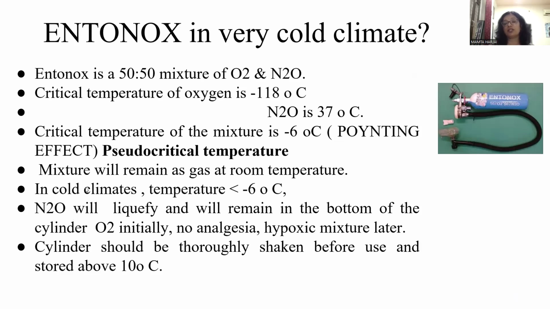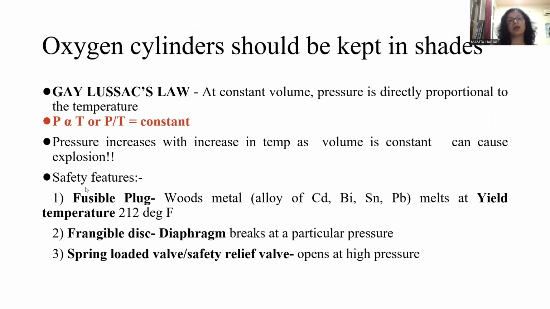So all Entonox cylinders should be placed on their side. They should not be placed vertically. They should be thoroughly shaken before use, and they should be stored above 10 degrees centigrade to maintain the pseudo-critical temperature. Why should oxygen cylinders be kept in shade?